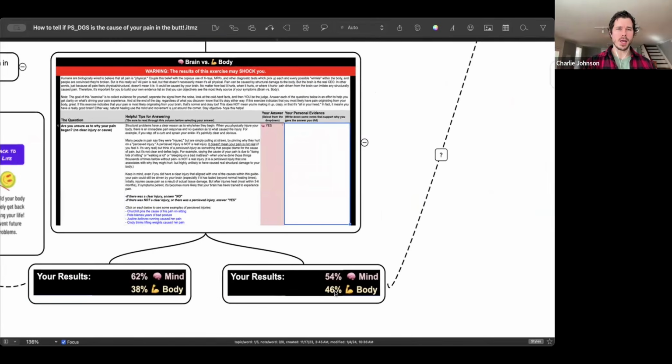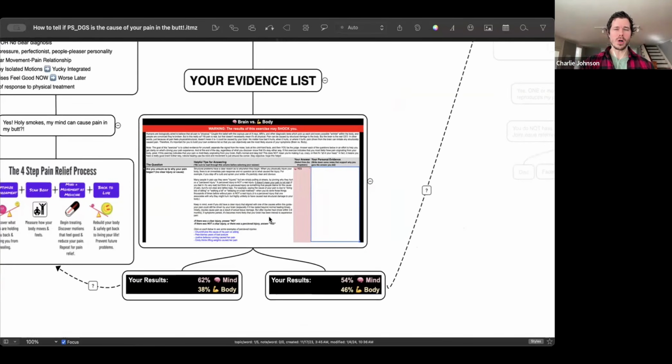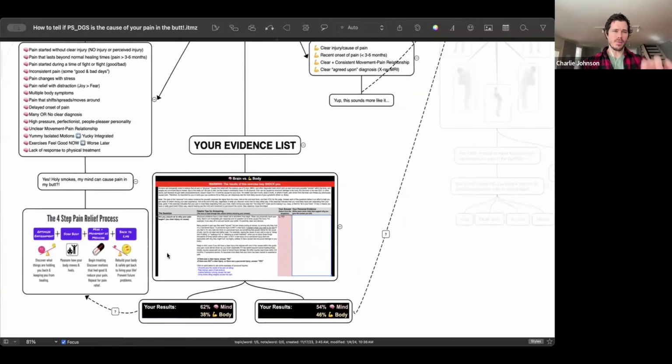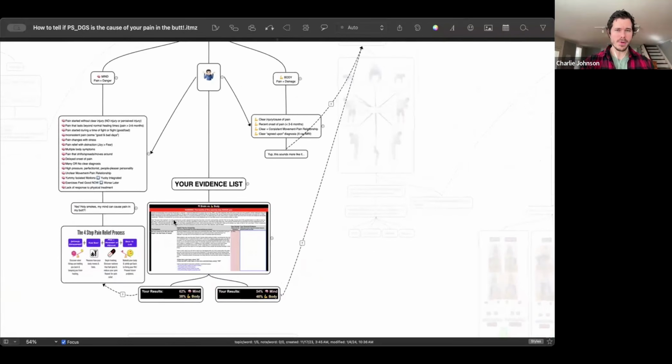But again, you can get your hands on this evidence list by downloading my DIY diagnostic guide above. This way you are not unclear, but instead you can walk away with a ton of clarity and know exactly which way you need to go. If of the mind, we can help you with that. You can apply to work with us if you'd like. If of the body, then we keep going down the path.